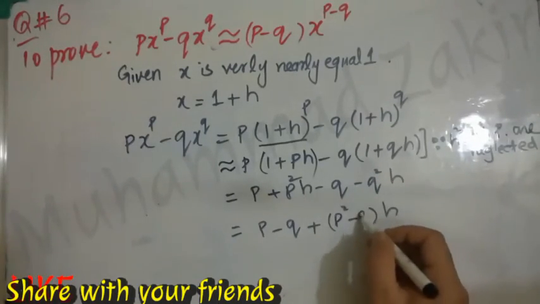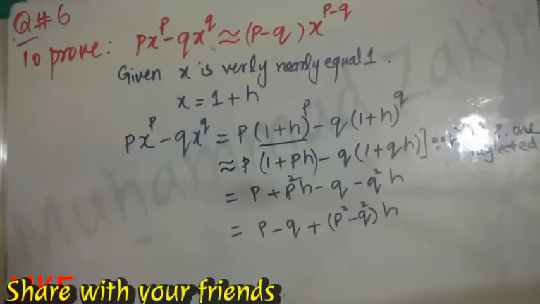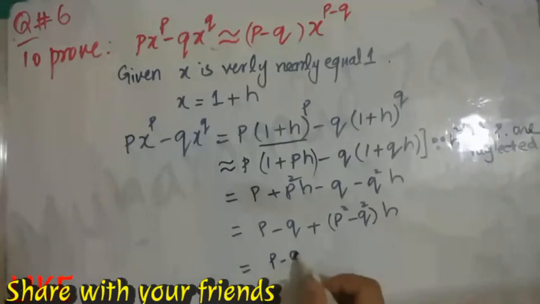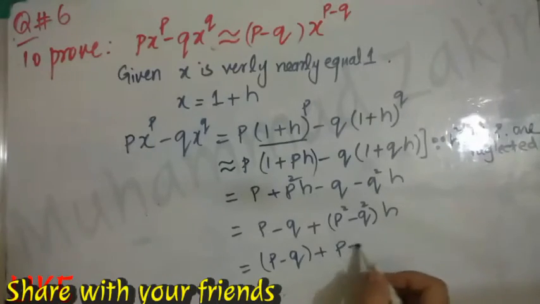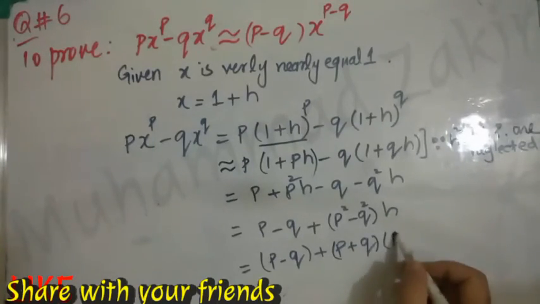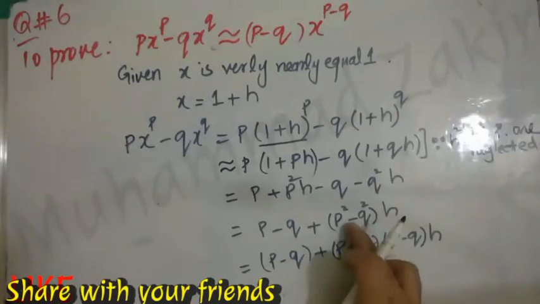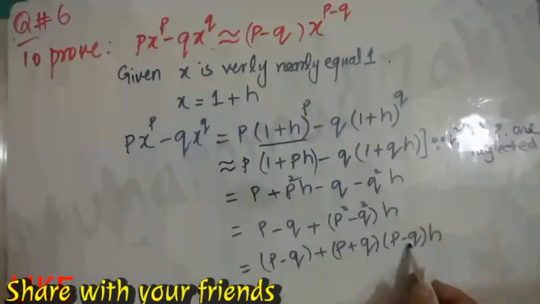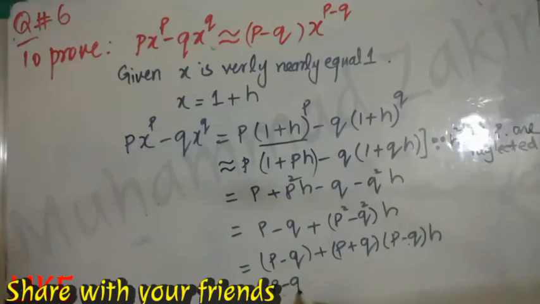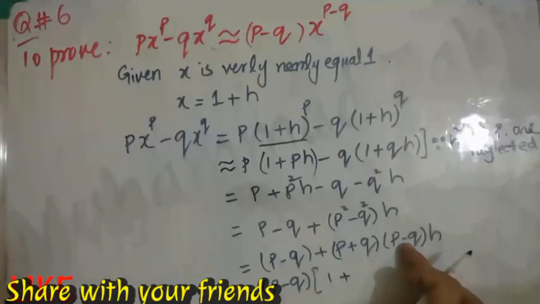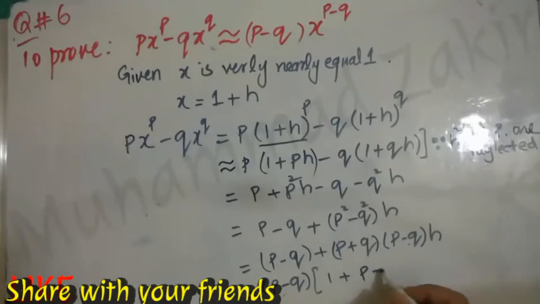Dear students, remember this question is very important. After that, we factorize this second term as p plus q, p minus q times h. This is factorized. Now we take p minus q common. When p minus q is taken common, in place of it, it will be 1. In place of it, this is taken out. It becomes p plus q times h.